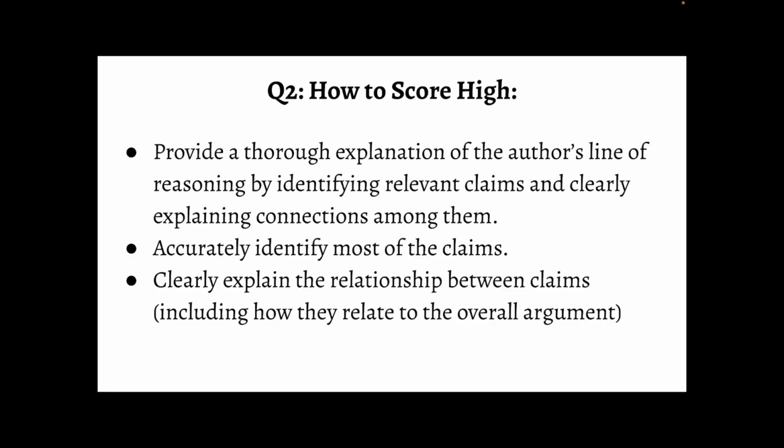Even though you might think there's 3, really think: some of the claims might seem similar but split up into 2 main parts. So instead of being 3, it could be 4. Clearly explain the relationship between claims and how they relate to the overall argument. So how the author builds their line of reasoning, how the author builds their argument together through connecting these claims, and that's really what you want to talk about.